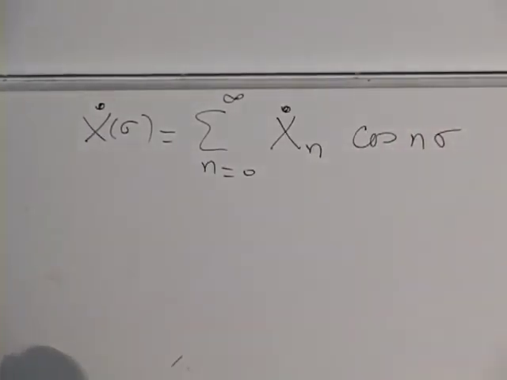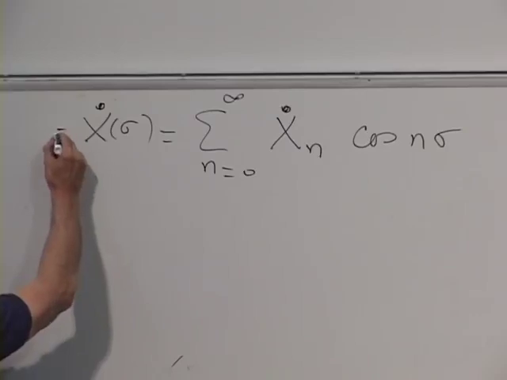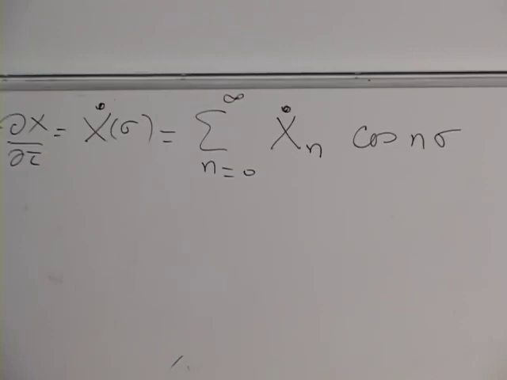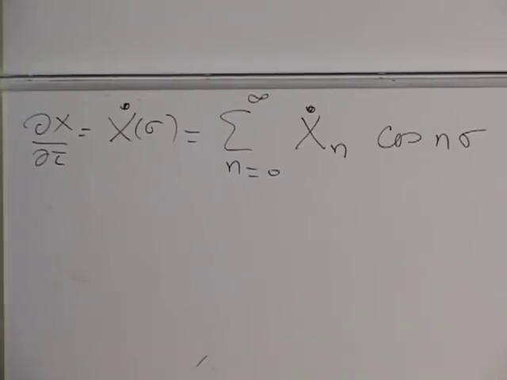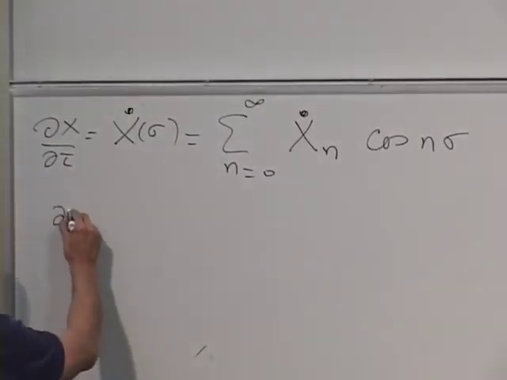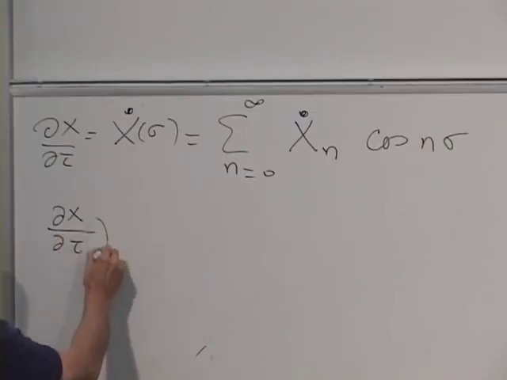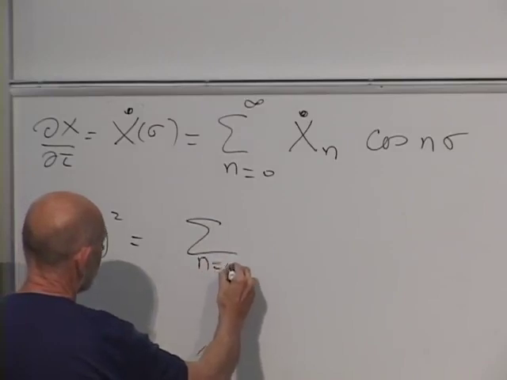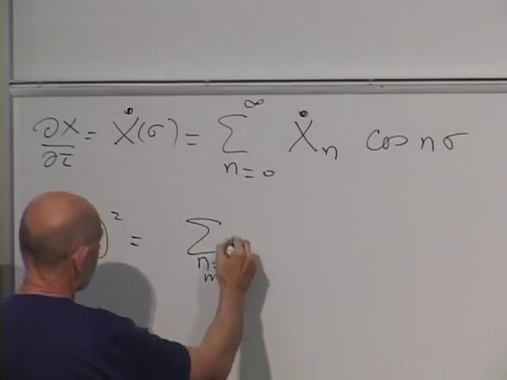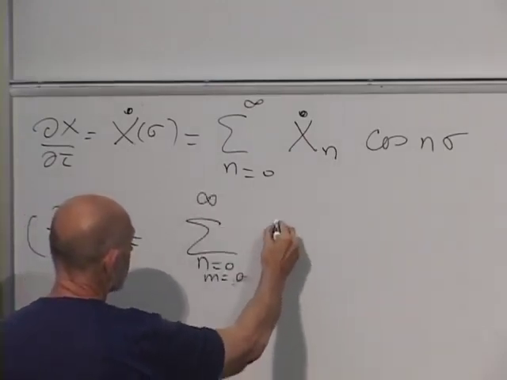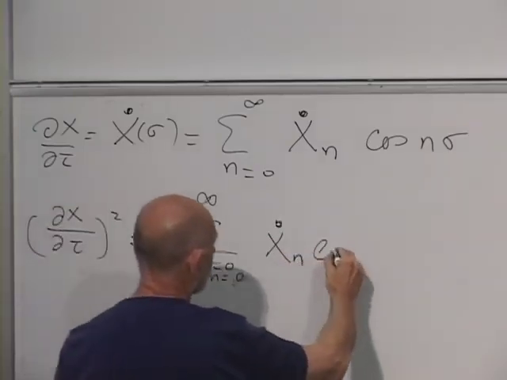Now let's write the kinetic energy. To write the kinetic energy, we first have to write the square of this. This is the same as dx d tau at point sigma. All right, we have to square it. To square it will give us a double sum. So dx by d tau squared will be a double sum, a sum from n equals 0 and m equals 0 to infinity, of xn dot cosine n sigma.